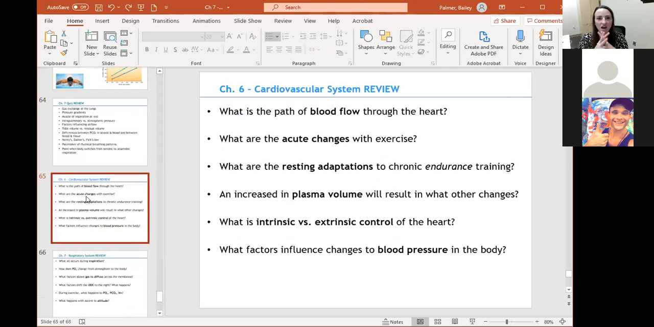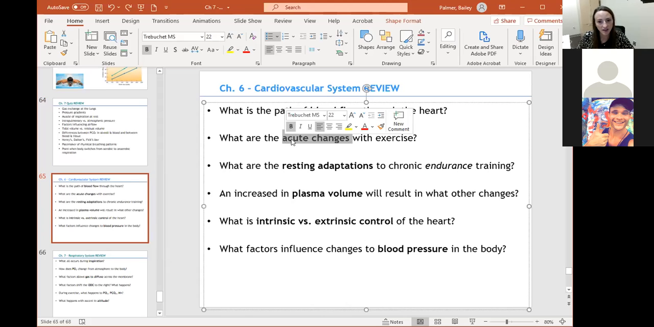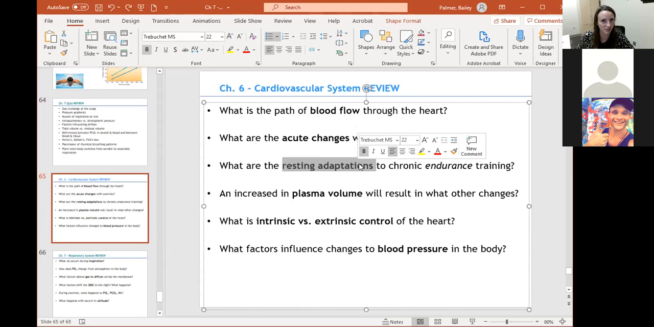All right, so summing up, just to prepare you for the exam, this exam I think is very tricky because there's a lot of variables. Cardiovascular and respiratory I think are pretty hard, but here are some questions to help you prepare. These were in your video lectures. These are points you need to be really familiar with: path of blood flow through the heart, acute changes with exercise, chronic changes with exercise.